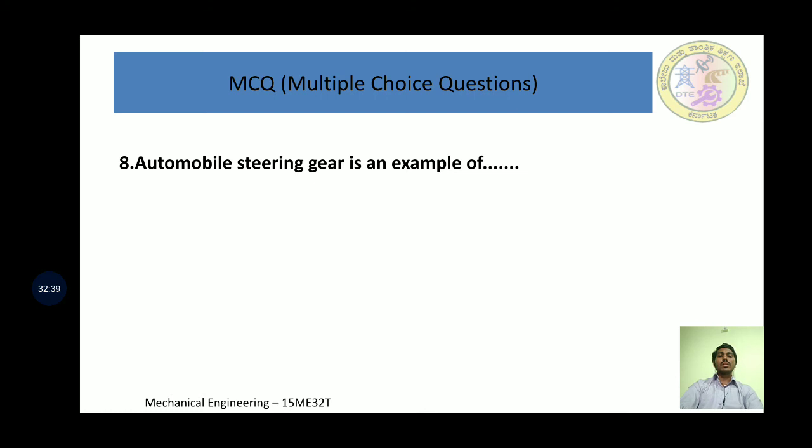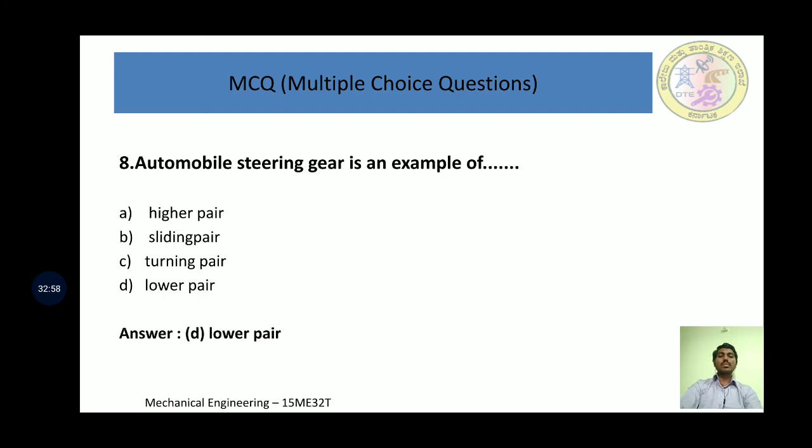Eighth one, automobile steering gear is an example of higher pair, sliding pair, turning pair, lower pair. Correct answer is lower pair. So it also has a multi-directional motion: sliding, turning, screw pairs. This forms a lower pair.